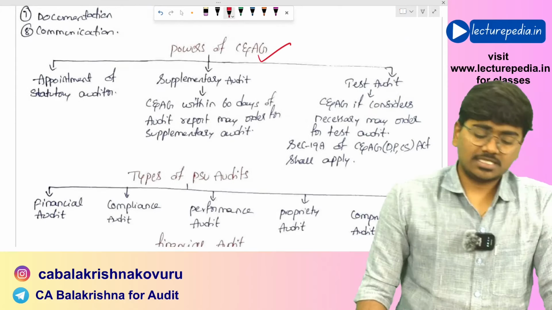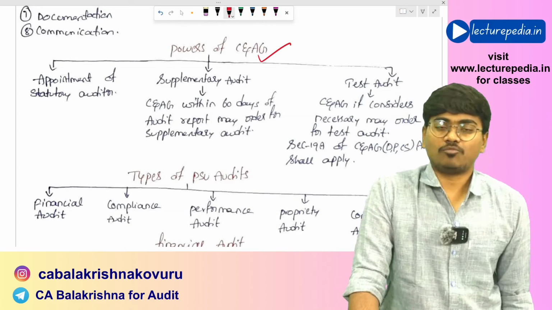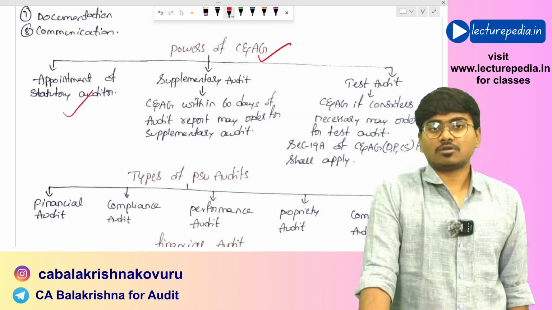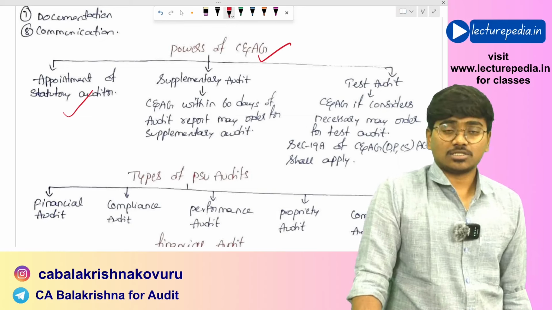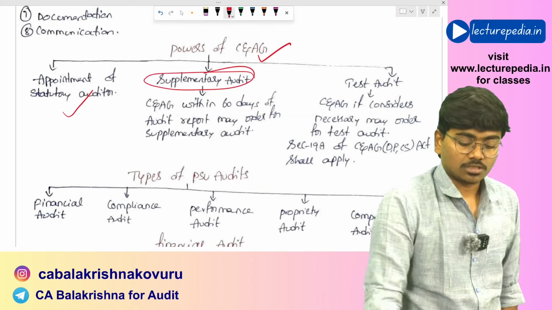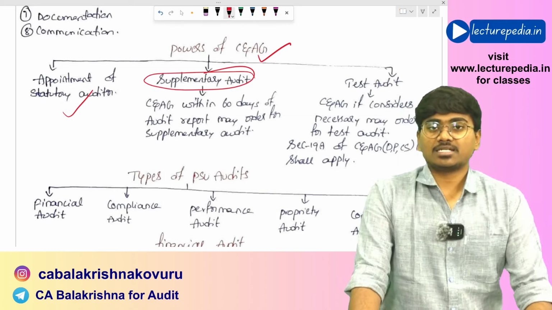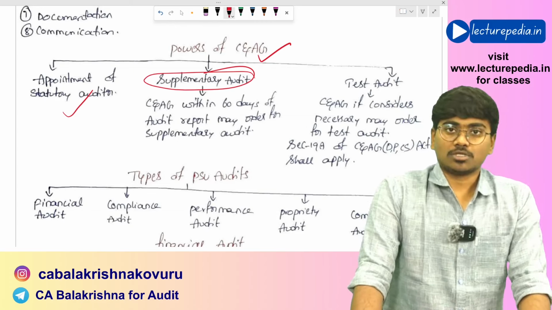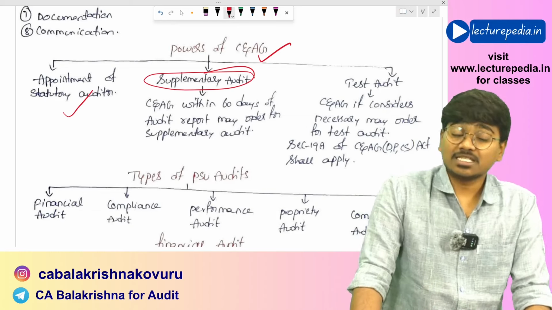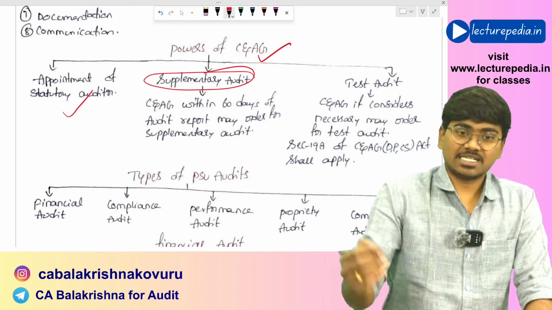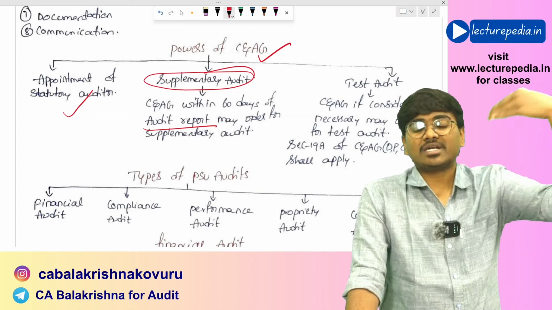Next, powers of C&AG. First of all, obviously C&AG has the power to appoint the auditor of public sector undertakings, that is appointment of the statutory auditor. Next, C&AG also has the power to conduct or to order a supplementary audit. What is meant by this supplementary audit? Generally, after the normal audit has been conducted, after seeing that audit report, if the C&AG feels that the audit was not conducted properly, then within 60 days of receipt of such audit report, C&AG can order a supplementary audit.